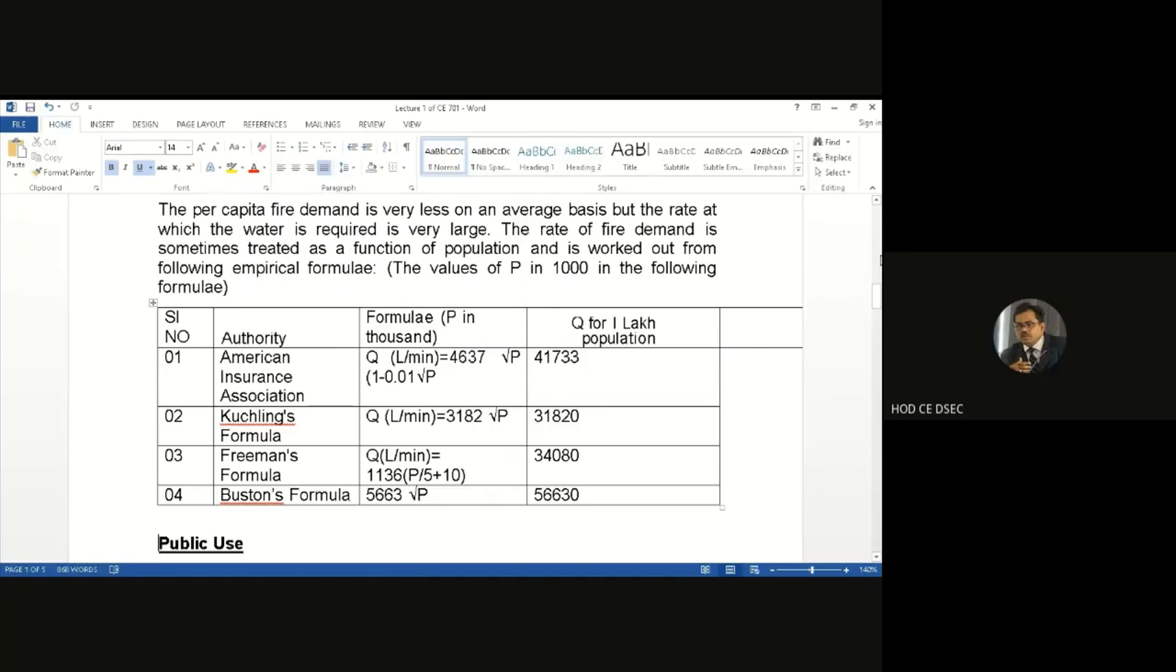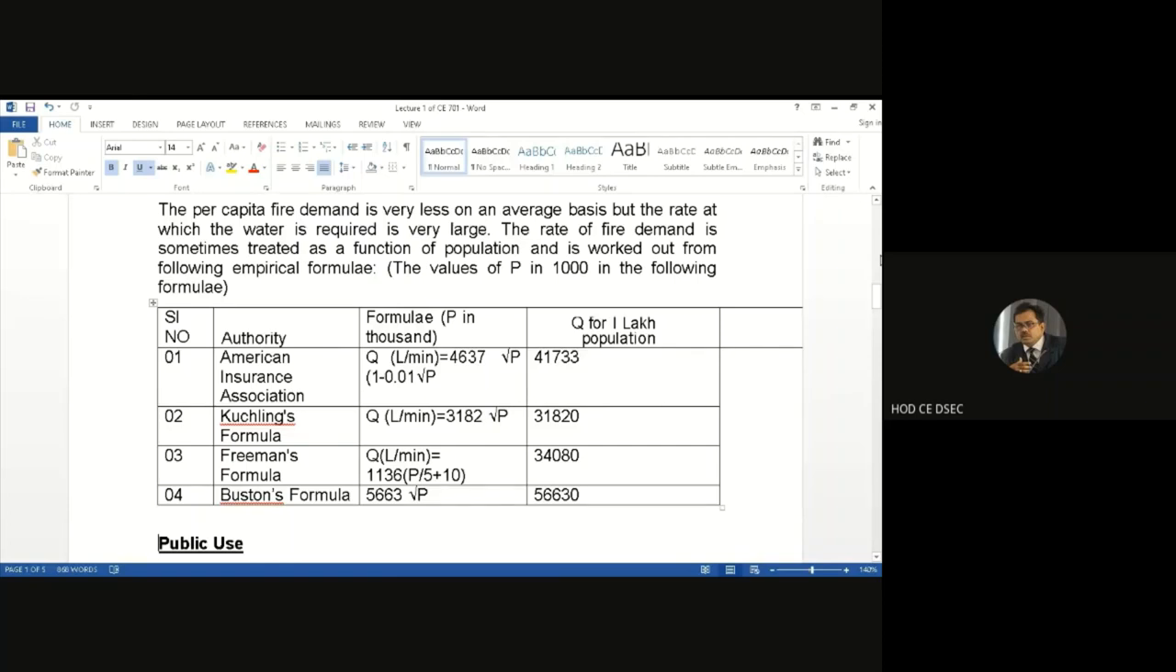Q equal to 4637 square root of P into 1 minus 0.01 square root of P. This is basically the requirement of water for firefighting, where P is in thousands. For 1 lakh, P will be 100, because 100 times 1000 is 1 lakh. So since the formula is built with P in thousands, you have to take the value of P equal to 100. After computing, it will give 41733.